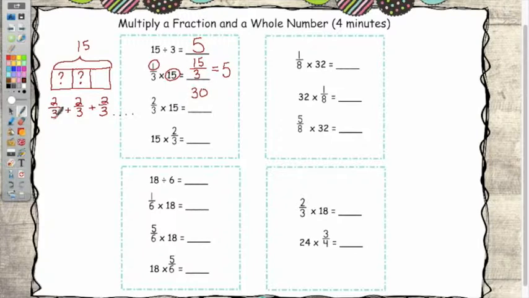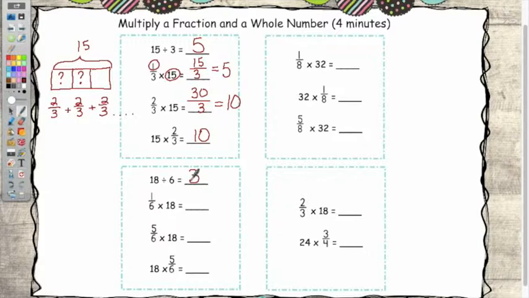When I add fractions or repeated addition, does my denominator change? No. So is the answer 10? It is. So 15 copies of 2/3, the answer is 10. Okay, let's go across. No, let's go down. 18 divided by 6. 3.